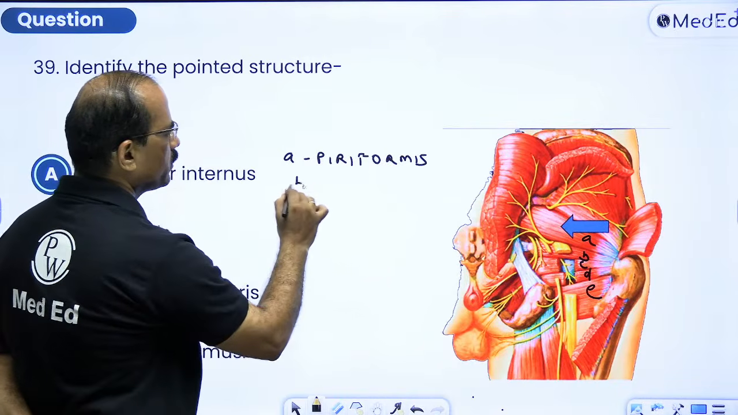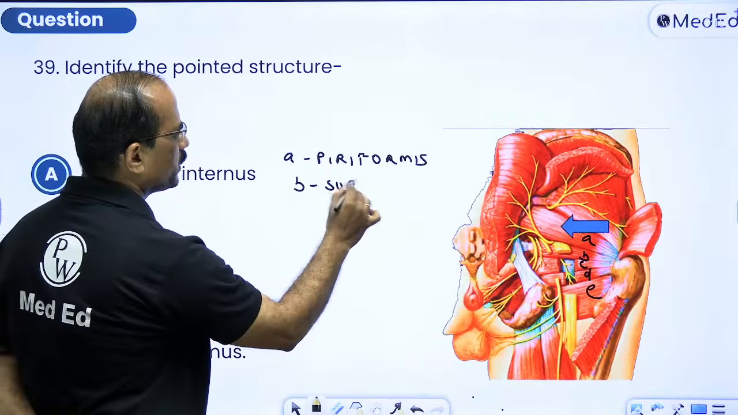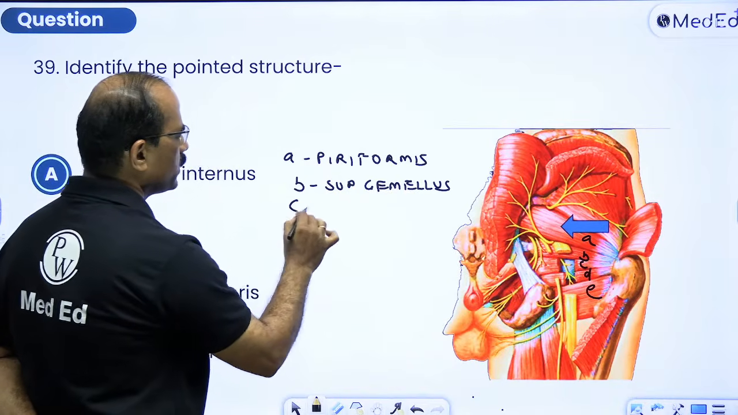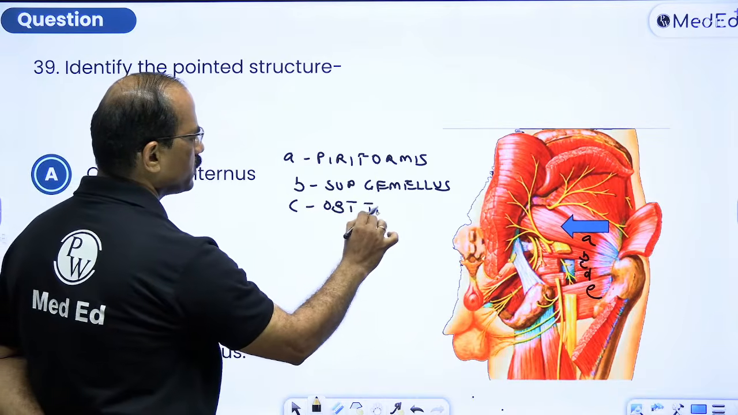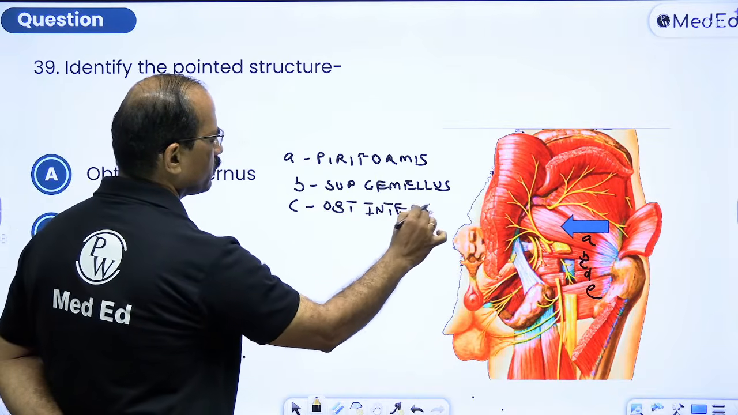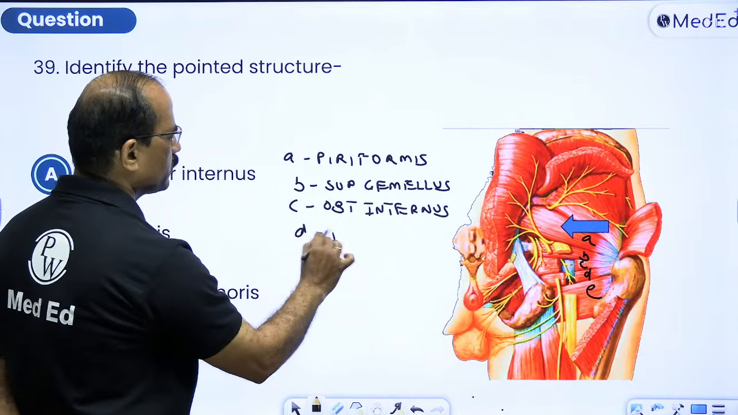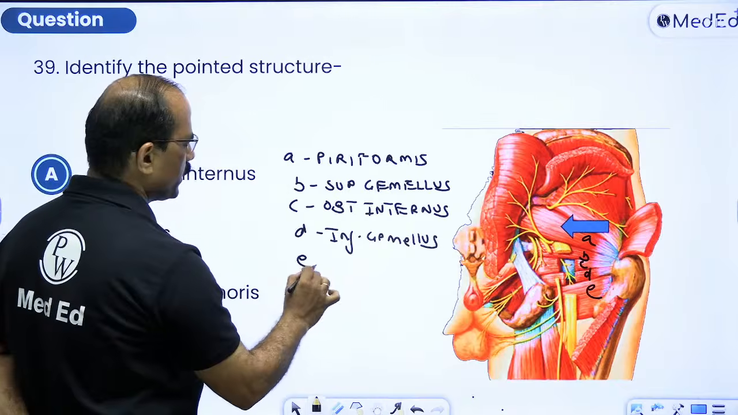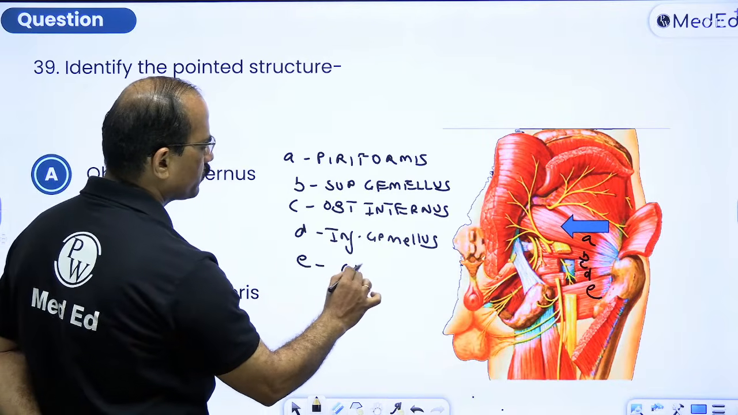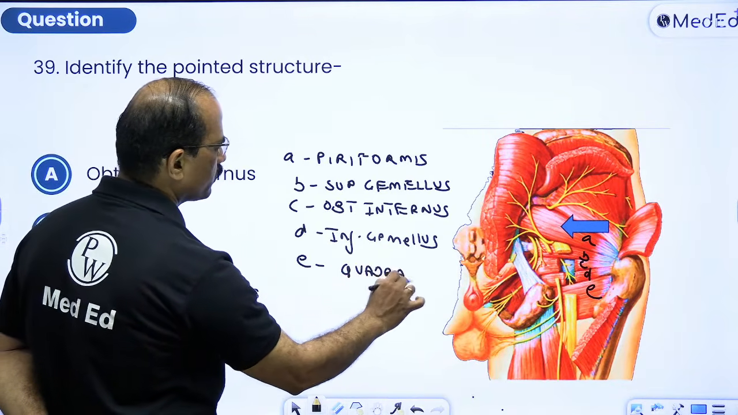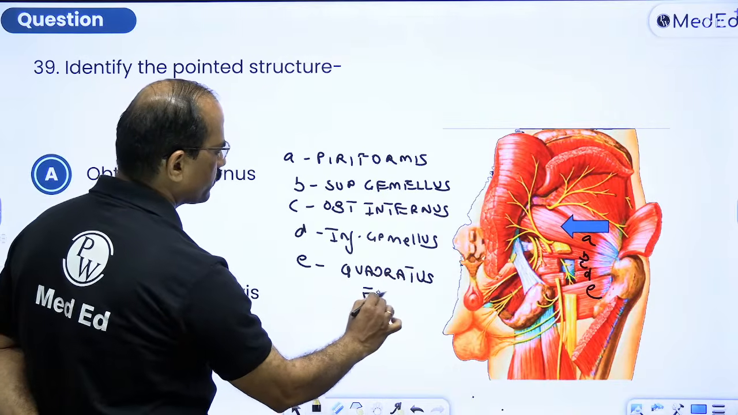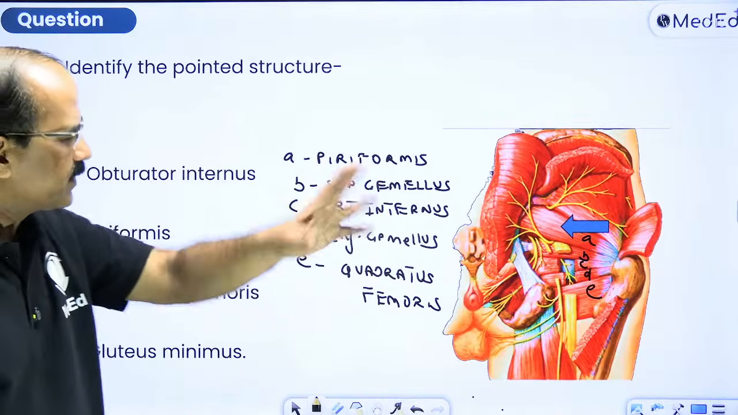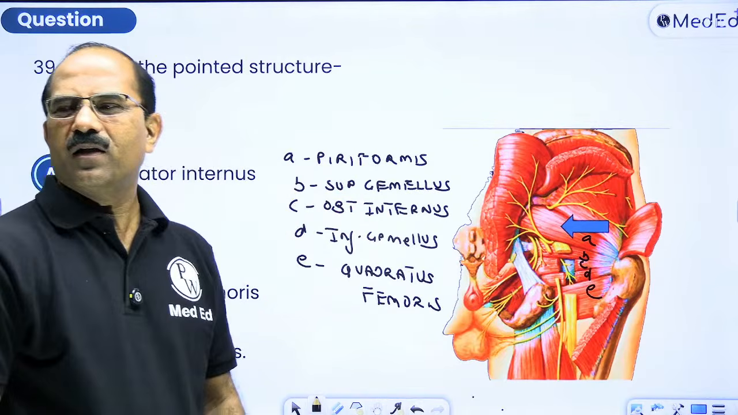B is the superior gemellus. C is obturator internus. D is inferior gemellus. E is quadratus femoris. Quadratus femoris. बस ये याद रखना in case if it comes.